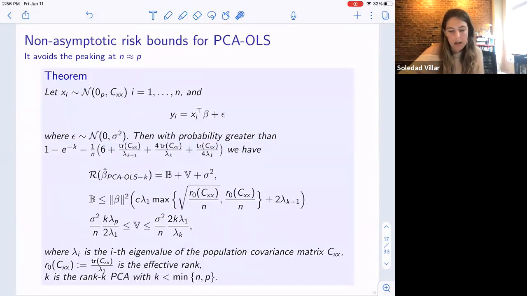Okay, so I'm going to very briefly describe what we proved. We can prove a bias bound and a variance bound for the PCA-OLS, a non-asymptotic bound, and it's a matching bound, upper bound and lower bound. It's similar to what you would get from the ridge regression analysis. It's a little bit different, but not very different.